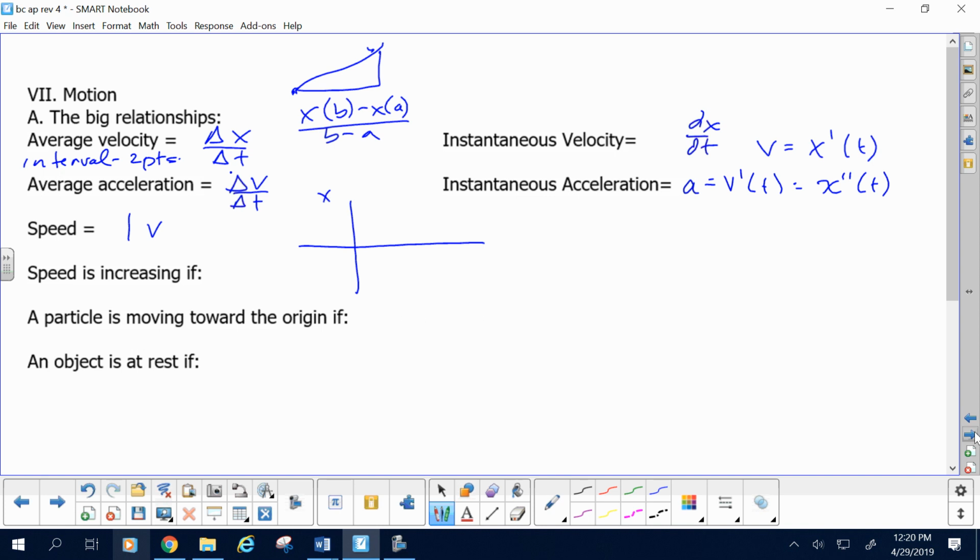So, imagine I gave you this problem. I told you this is the position at time, and I gave you this. 1, 2, 3, 4. Assuming there are horizontal tangents at 1 and 3. When is speed increasing? Now you could do this analytically, but think visually. What's velocity, first of all? Slope, right?